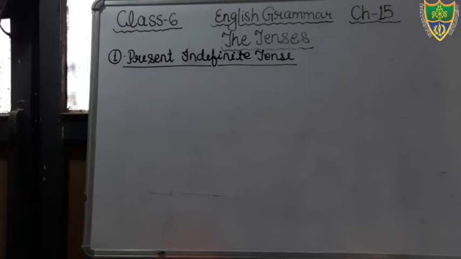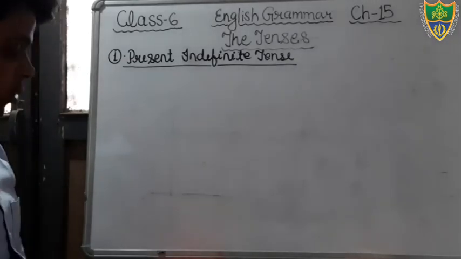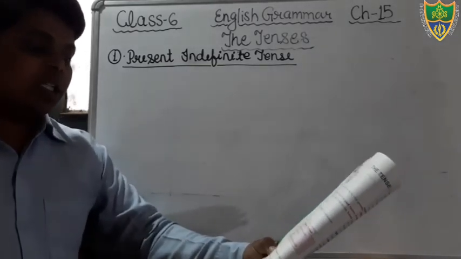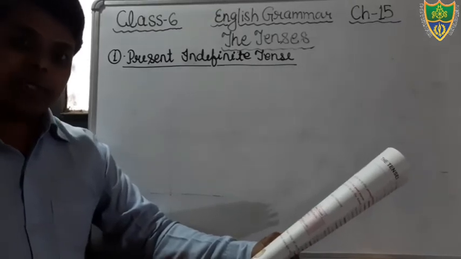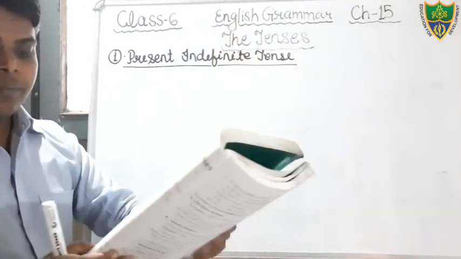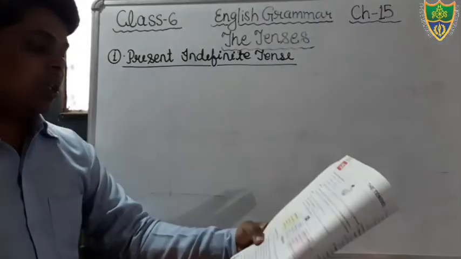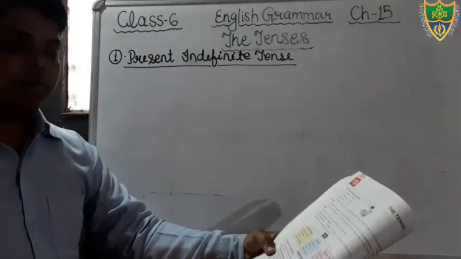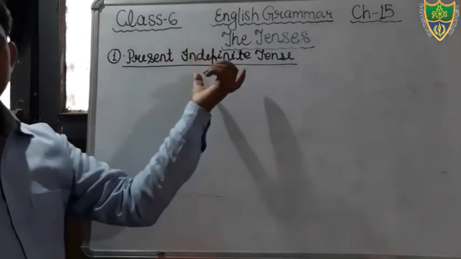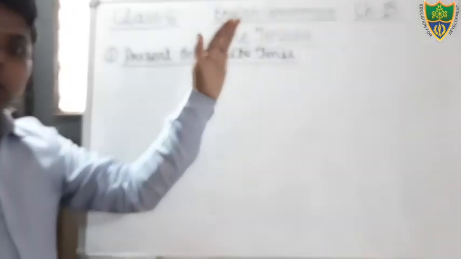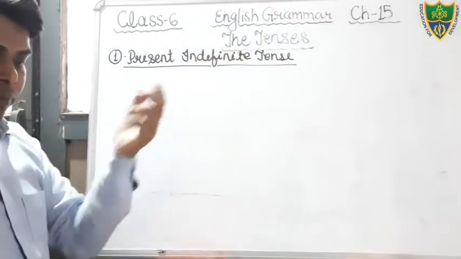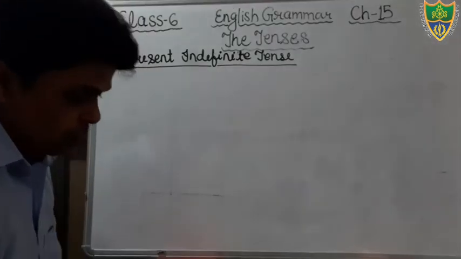Just write down what is present indefinite tense. Just see, students, it is also given in your book. You can also see from here. Present indefinite tense tells about an action that takes place in the present. It tells about the action that takes place in present time, but does not tell us about the completeness of the action. It tells about the action that is going on in present time, but it does not tell that it has been completed. Okay, so just write down. It is also written here.